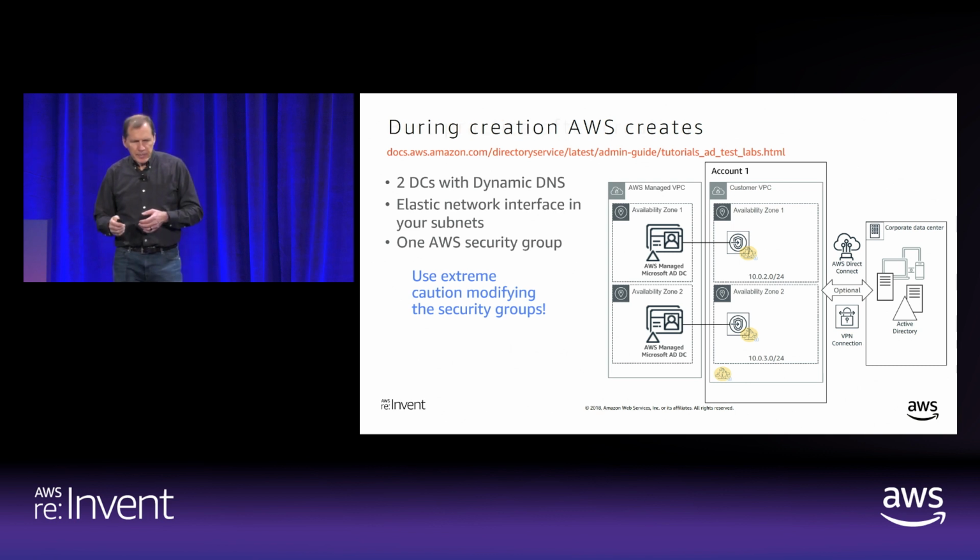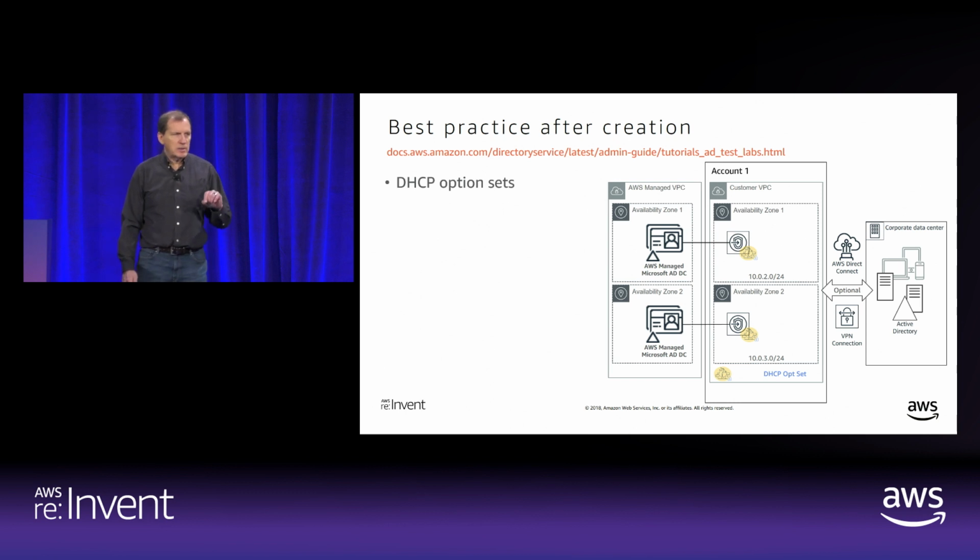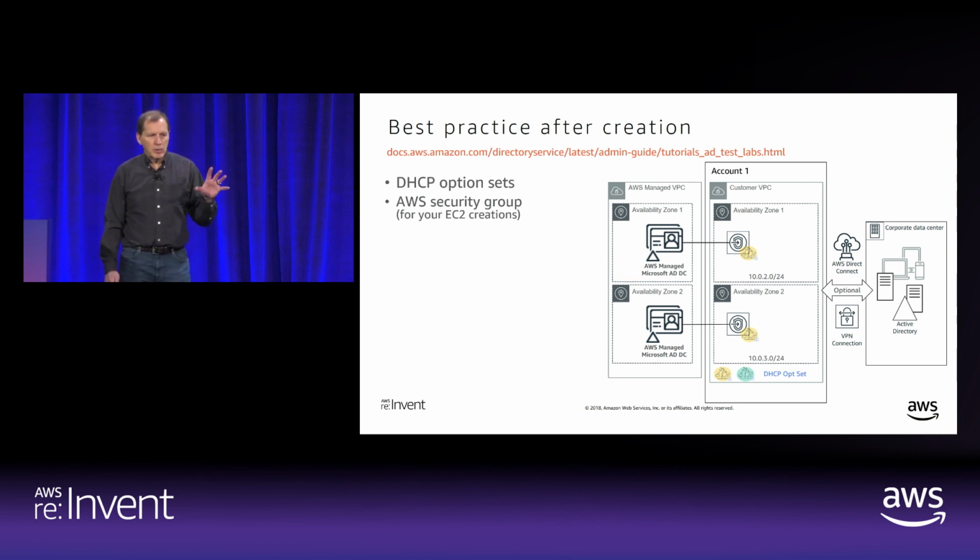Now, once you have created the directory, there are some best practices that you would want to continue on with to make it easier for you to build on this infrastructure. The first thing you'd want to do is set up some DHCP option sets to point to the DNS endpoints of your managed AD. Next, you would want to set up a separate AWS security group, which is the firewall, for your EC2 instances that will be inside of your VPC.